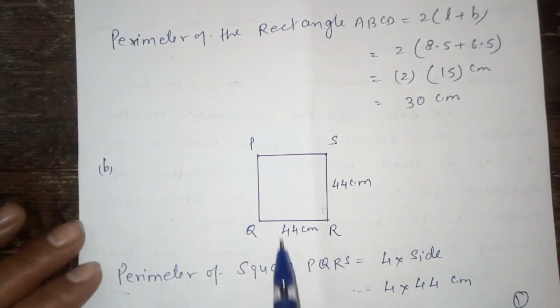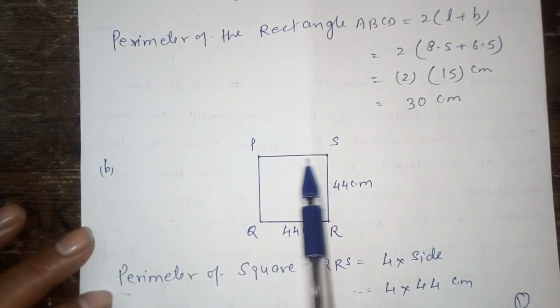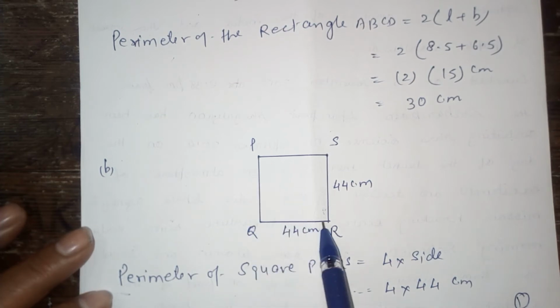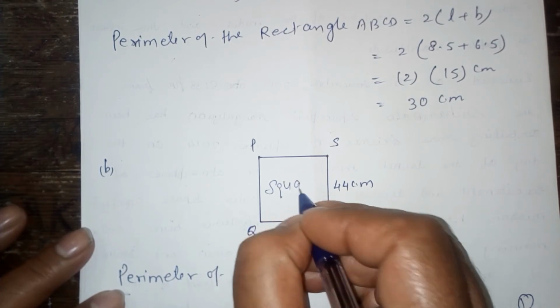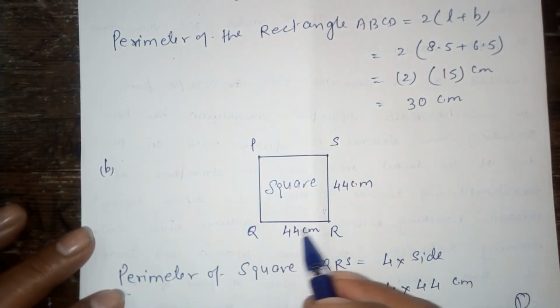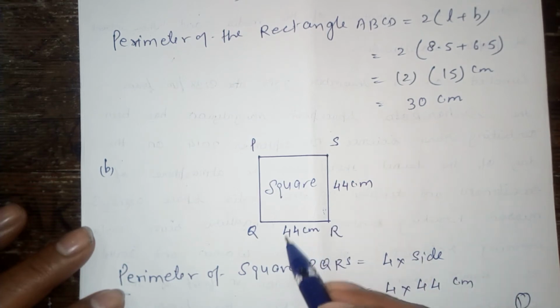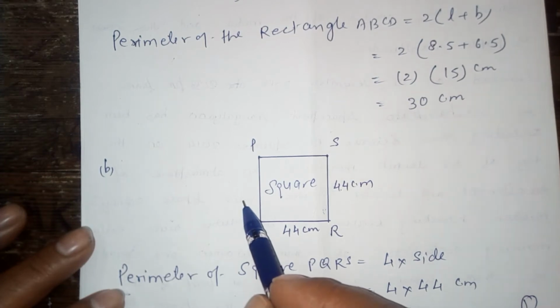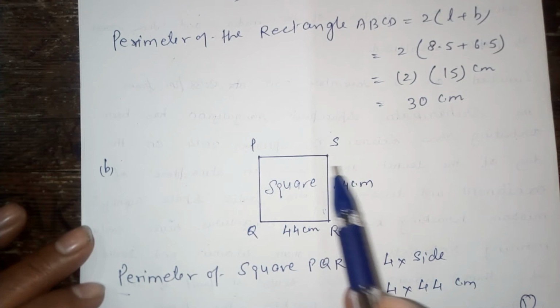Again, we will find the perimeter of the square. In this figure, PQRS is a square. In a square, all sides are equal in length. Suppose this is 44, this is 44, again it will be 44, and this side will be 44 centimeter.